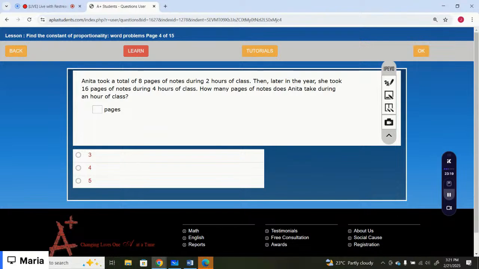Anita took a total of 8 pages of notes during 2 hours of class. Then later in the year, she took 16 pages of notes during 4 hours of class. How many pages of notes does Anita take during an hour of class?